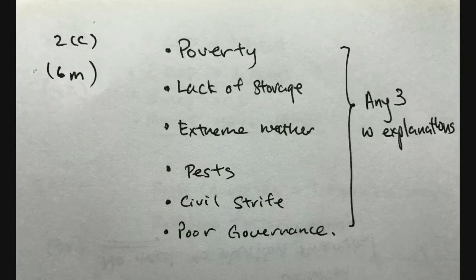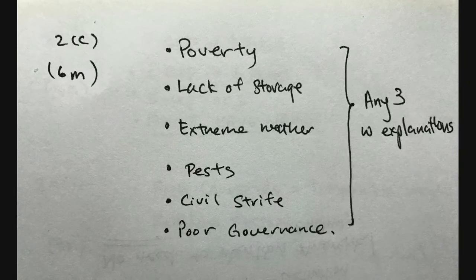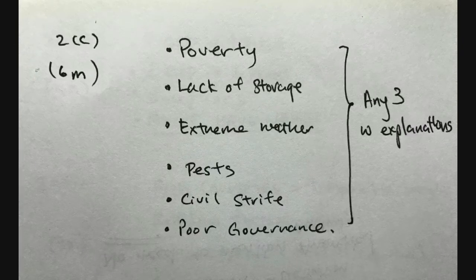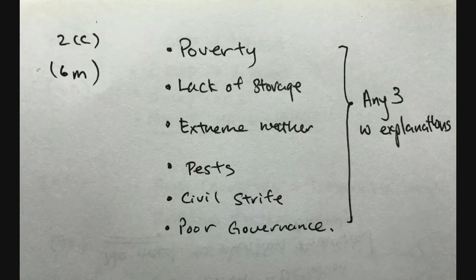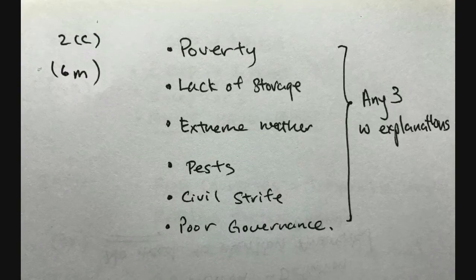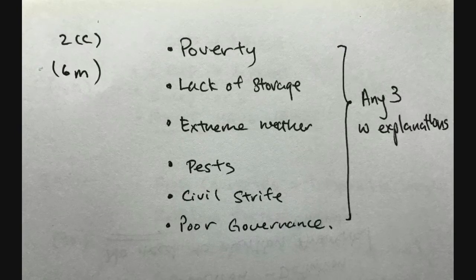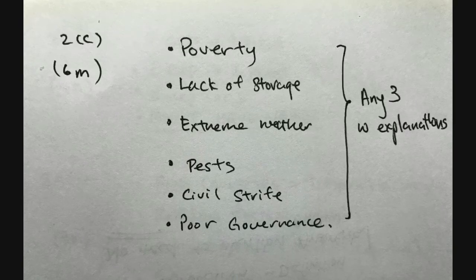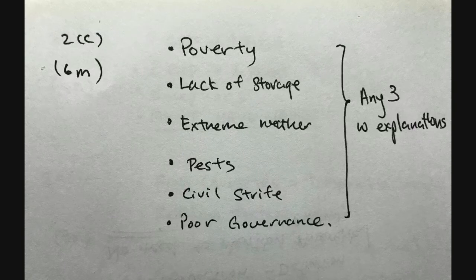For 2C, the 3 points can come from any of these 6 factors listed here: poverty, lack of storage, extreme weather conditions, pests, civil strife, and poor governance. You need to take a good look at the picture and identify that this place, this market here, doesn't have a lot of food. You also need to figure out that this is Mali in Africa.